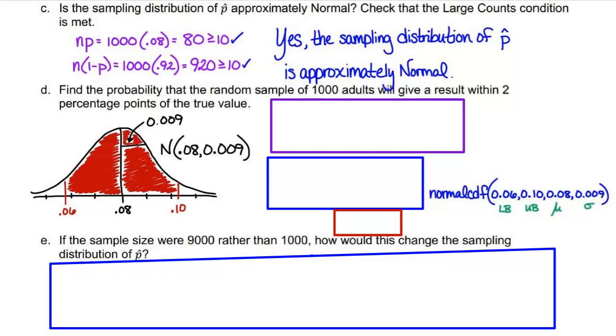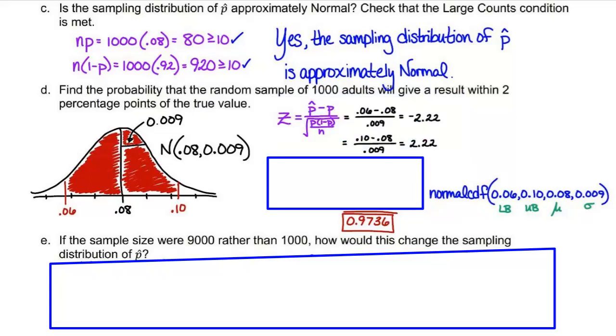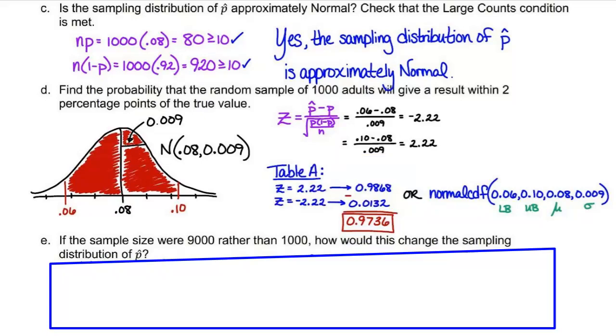What does that give me? 0.974, 0.9737, or 0.9736, depending on which way you do it. If you do it by hand, you get 0.9736. Doing it by hand, you have to calculate the z-scores for both of them. Then you have to subtract them and then look it up on Table A and then subtract. Lots of work. I would just do it on the calculator.